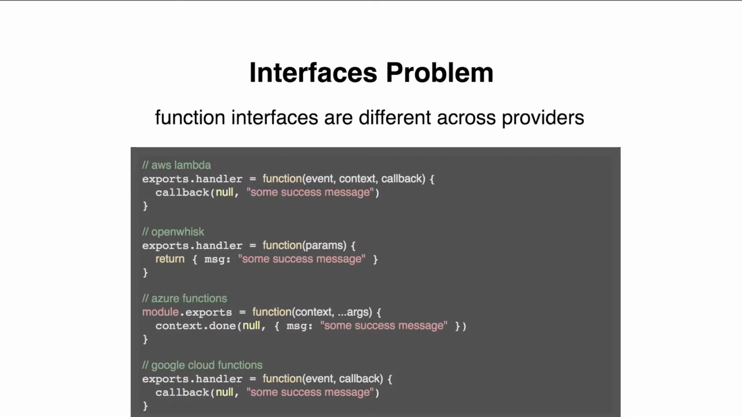Interface problems. This is the basic idea that functional interfaces are different across providers. Each provider expects a different function format. And this is one core problem to being able to take a function and then cleanly and easily move it over to another provider.